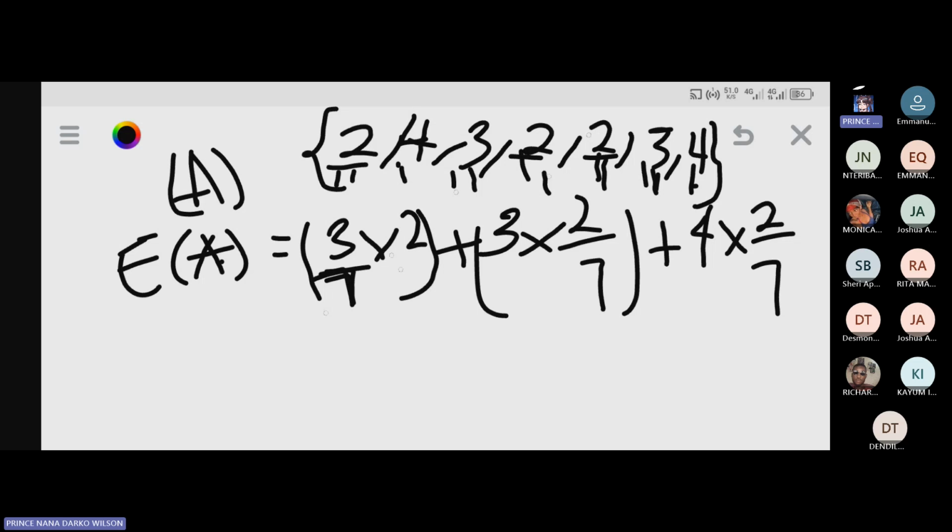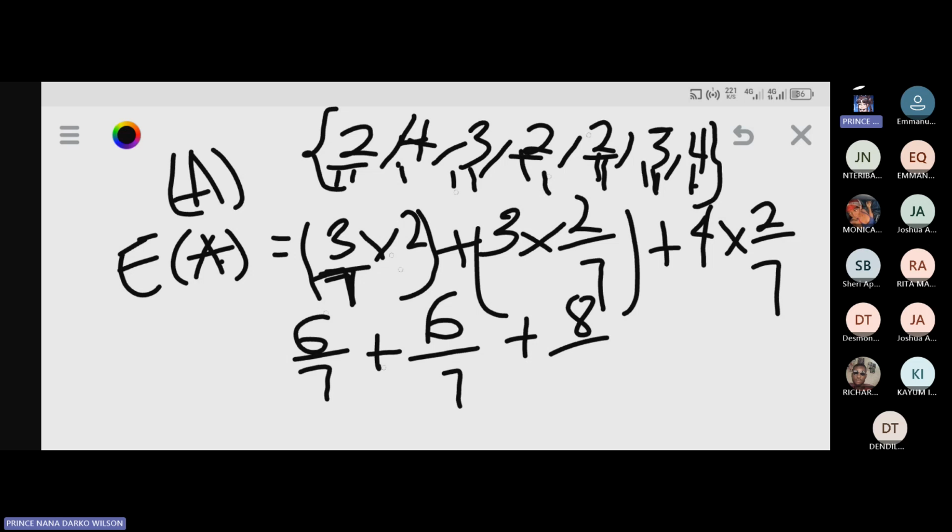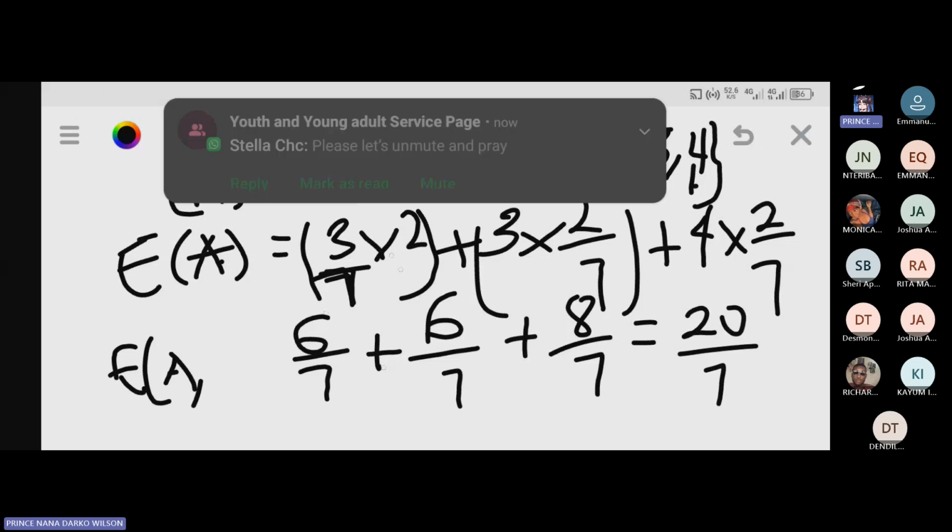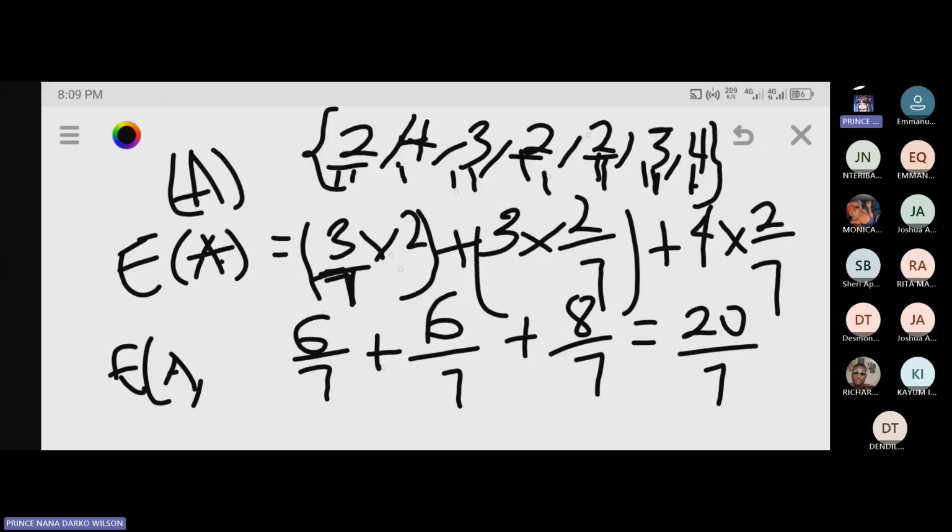So then we multiply the first set. 3 times 2 gives us 6, and that's out of 7. Add that to the next set. 3 times 2 gives you 6 out of 7. And the final set, 4 times 2 gives you 8 out of 7. Sum these up: 6 plus 6 is 12 and 12 plus 8 is 20. So 20/7 is the expectation we have calculated. Simply put, the expectation is each probability times its value. Each respective probability times its value gives you the expectation you are looking for. So 20/7, or you may convert that into a decimal form.